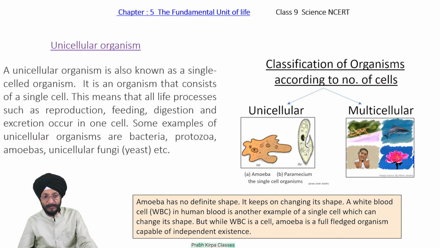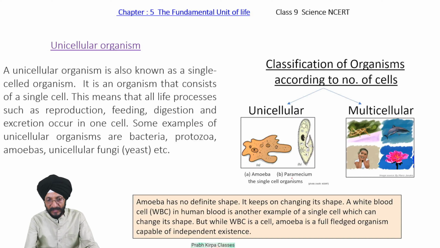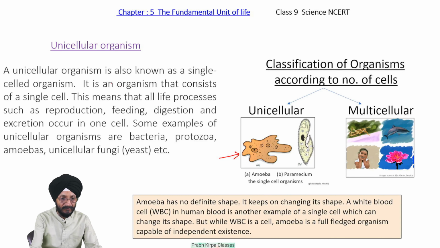Now the question before us is, what is a unicellular organism? A unicellular organism is known as a single-celled organism. You can see here amoeba and paramecium are single-celled organisms. These are the photographs of these unicellular organisms. It is an organism that consists of a single cell.